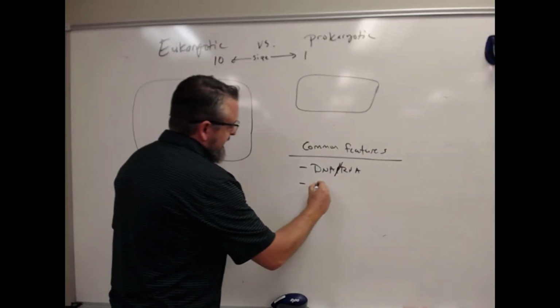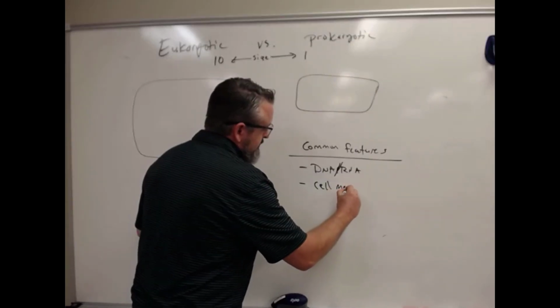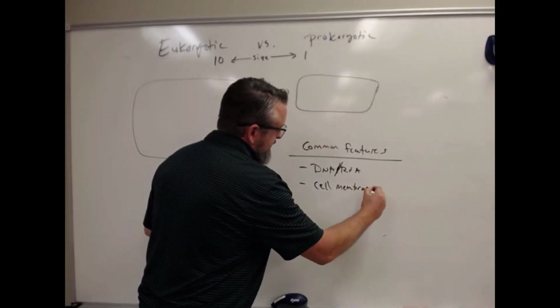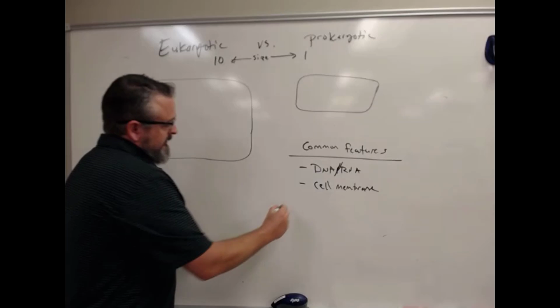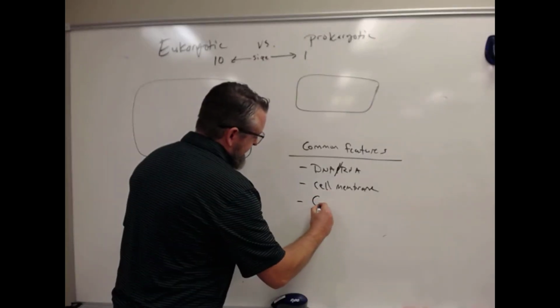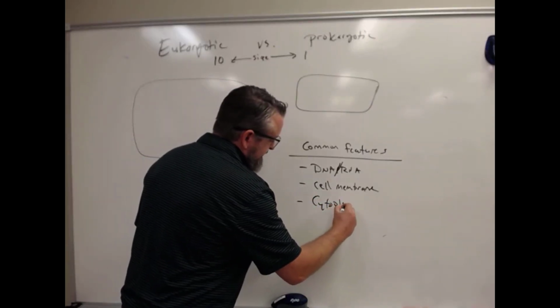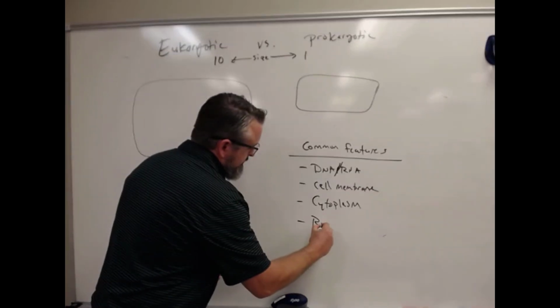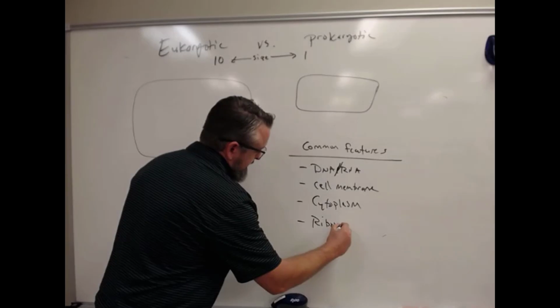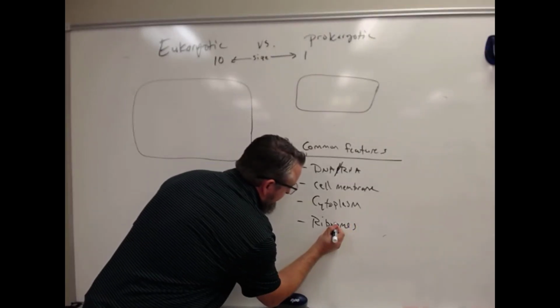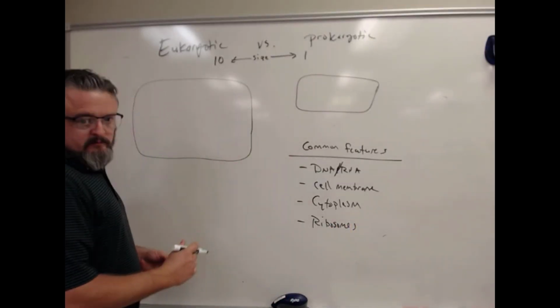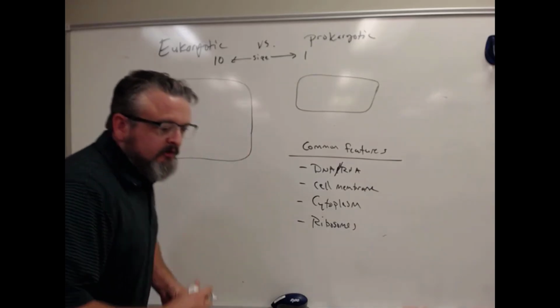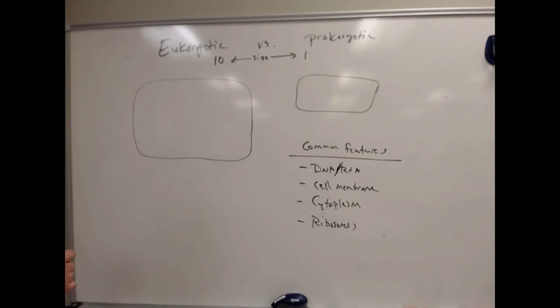They're both going to have a cell membrane, sometimes called a plasma membrane. They are both going to have some kind of cytoplasm, sometimes called cytosol. And they're both going to have ribosomes, which are the protein synthesizers. So DNA, RNA, cell membrane, cytoplasm, and ribosomes.